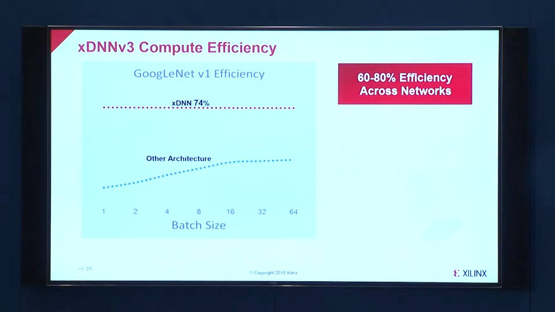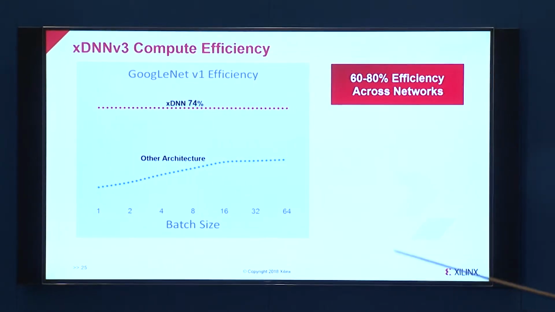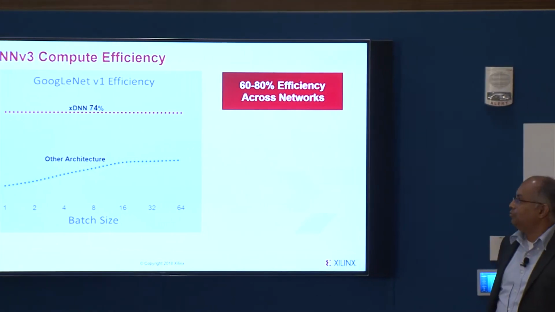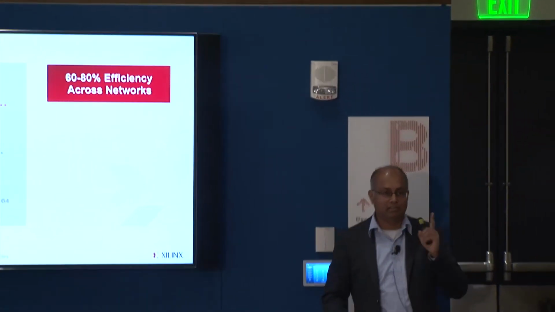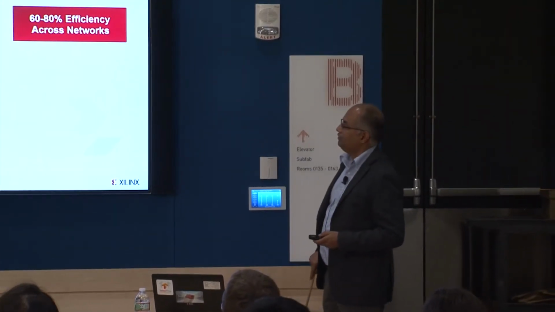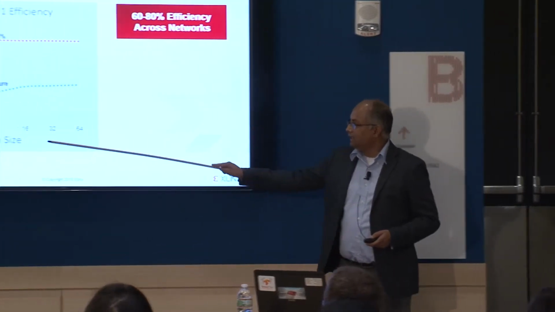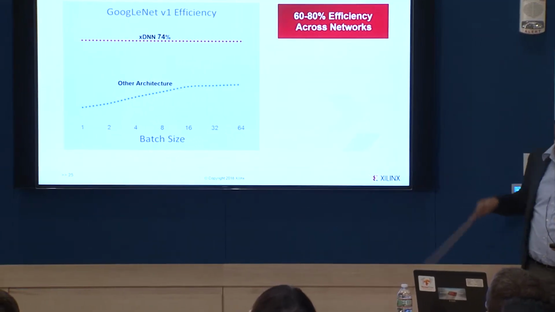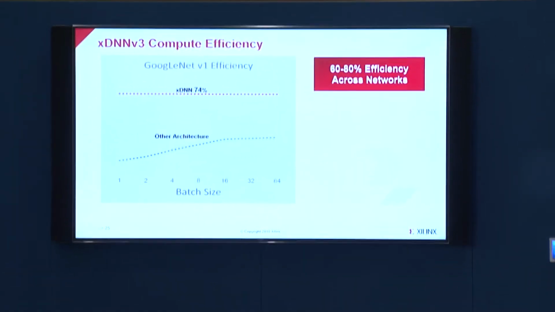One of the things is that anytime you do hardware, we say batch of 1: you give it inference, no batching needed. You just give 1 image, you get the data, and you can get pretty high efficiency. This is the GoogleNet V1 efficiency. Whereas for other architectures, you have to batch up to get to higher efficiency.